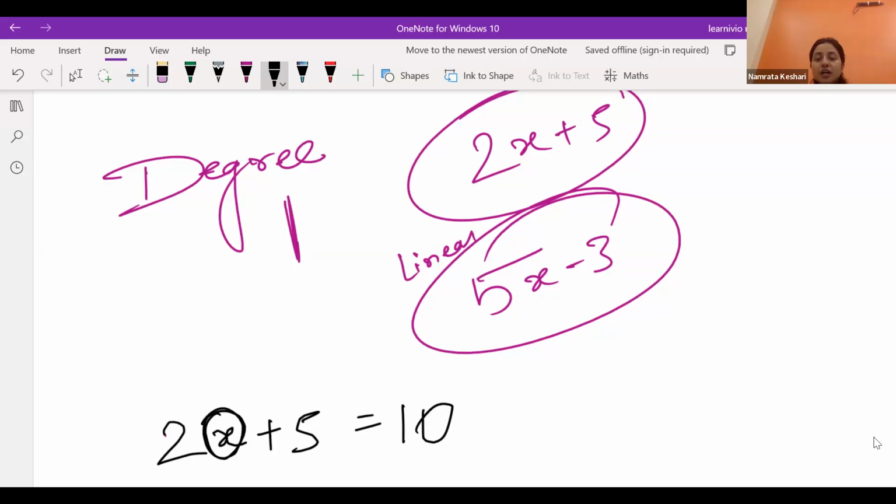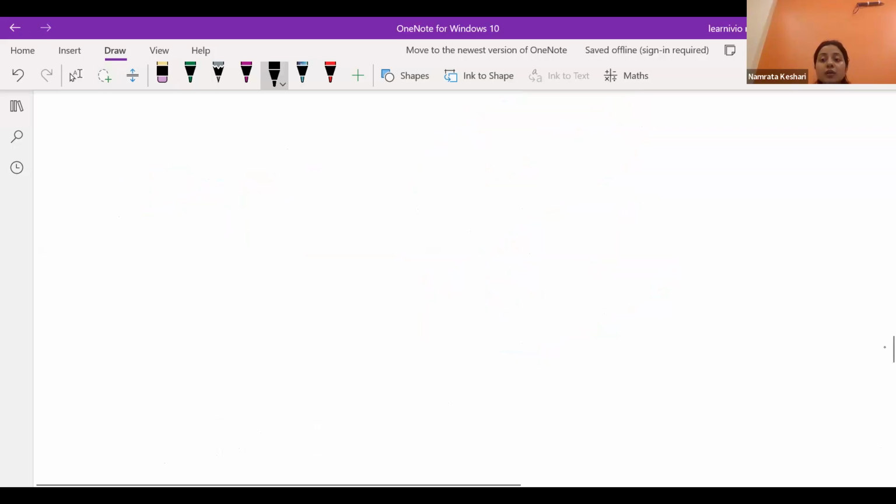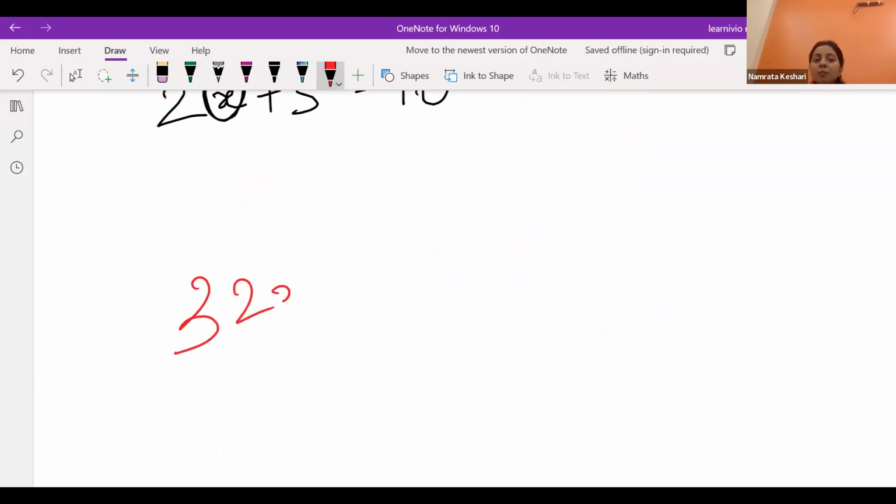Today we are going to start linear equations in two variables. The same linear equation will be there, but this time we'll have two variables. Two variables means you will be able to see two different types of variable in your equation. It doesn't mean how many times x is repeated. It means how many different types of variable you have.